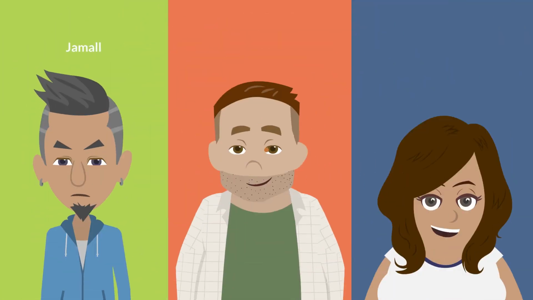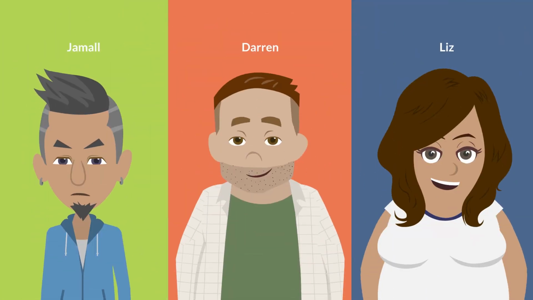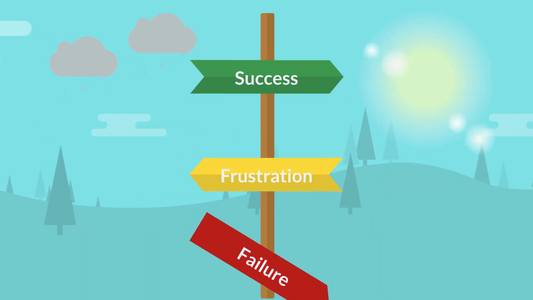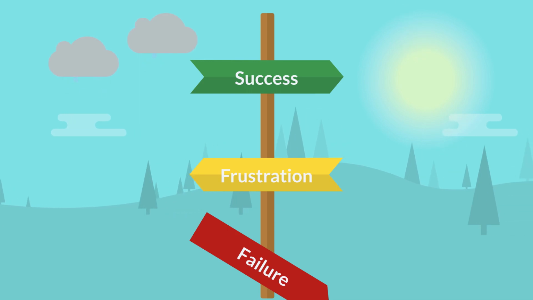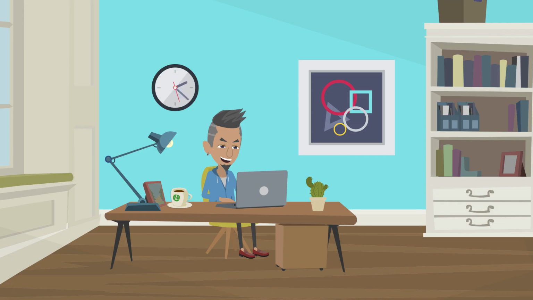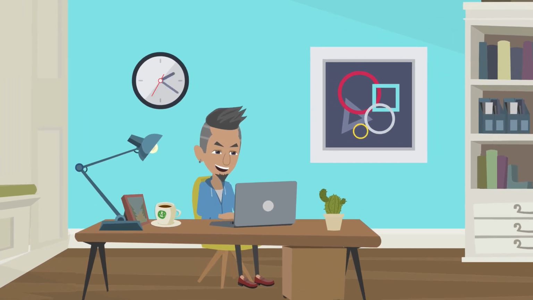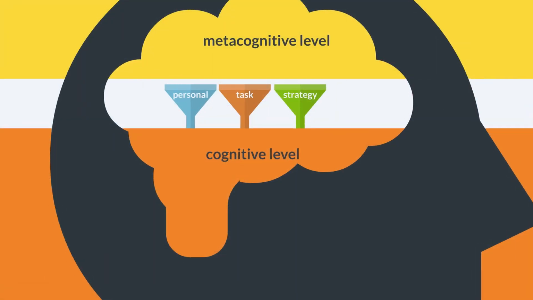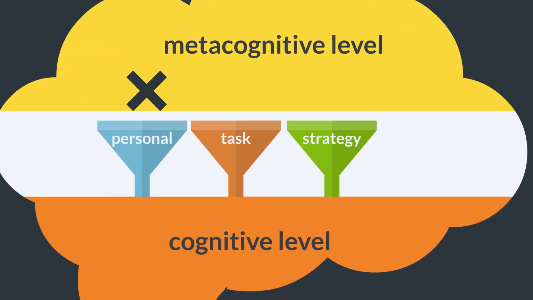Whichever category students' metacognitive knowledge is filtered into has enduring consequences, because students will make conscious decisions based upon this subterranean activity. For example, Jamal, Darren, and Liz each believe they are not good writers, but their metacognitive knowledge leads them to make very different decisions, and their decisions take them down drastically different academic paths.